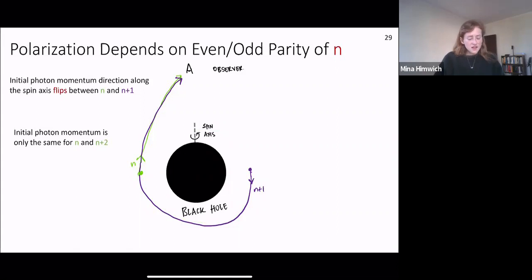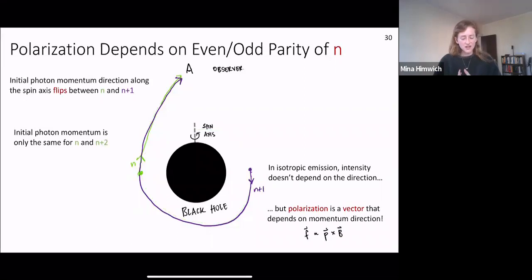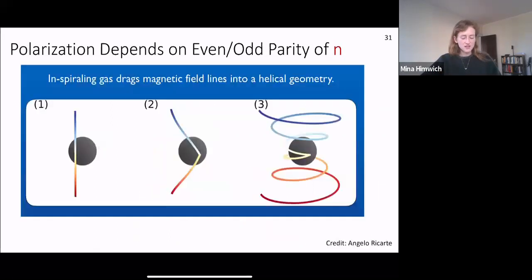If we have isotropic emission, the intensity won't depend on the direction of emission, and so we can make a direct comparison between the n and the n plus 1 subrings. However, polarization is fundamentally a vector quantity. For example, it depends on the cross product of the momentum and the magnetic field. This is a vector quantity, and so we can't compare it between the n and the n plus 1 subrings. It will only be the same for the n and the n plus 2 subrings.